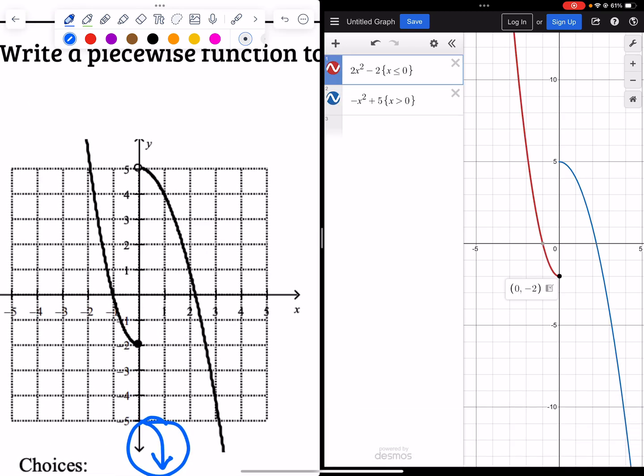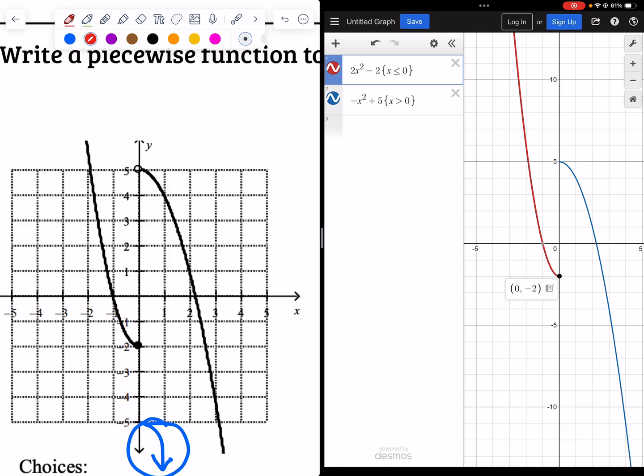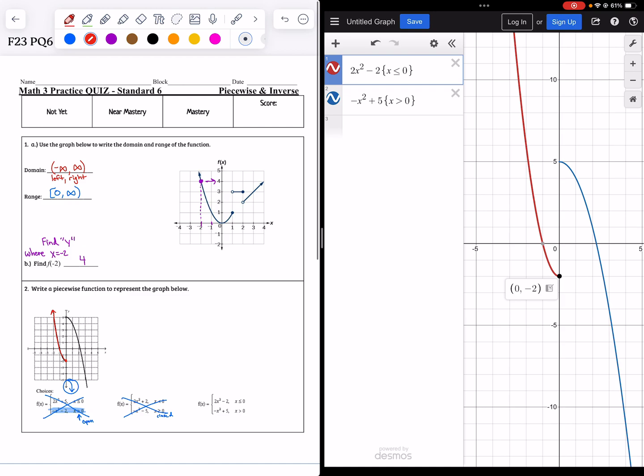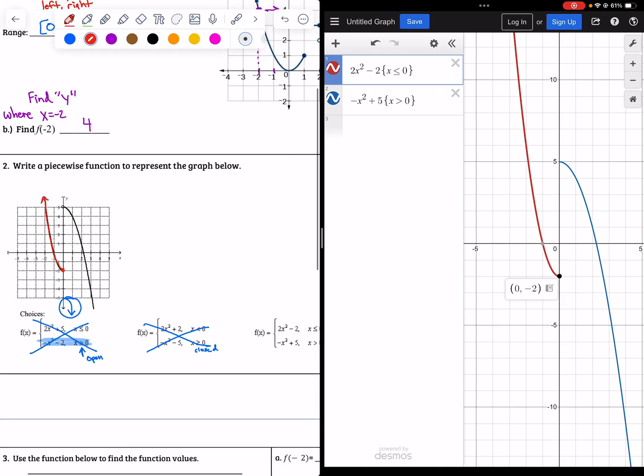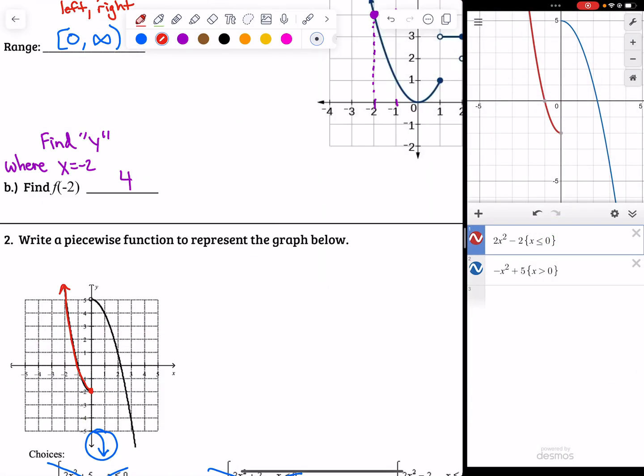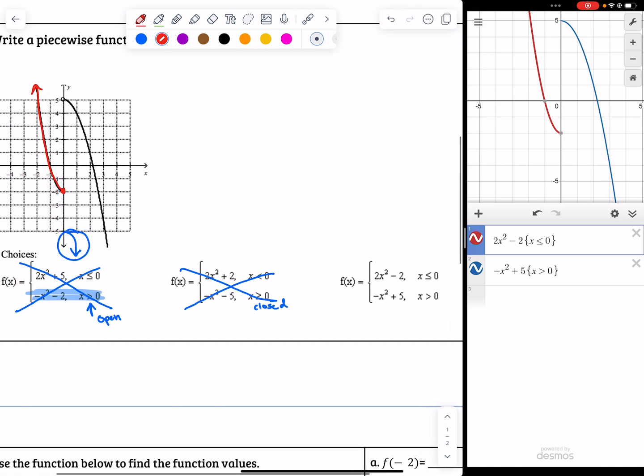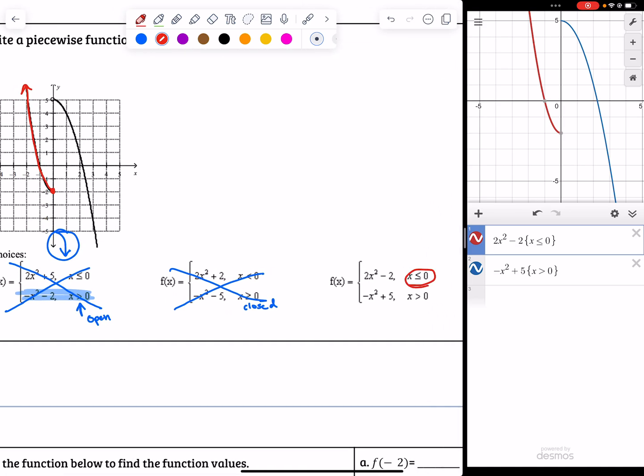So that's looking better because this red one is the first one. And that would be, let me draw it over here. So like this is the red one on Desmos. And I can tell that that one makes sense because it's a closed circle. And this one would be closed because it's less than or equal to. So, let me spell that better. So it's a closed circle for that one.